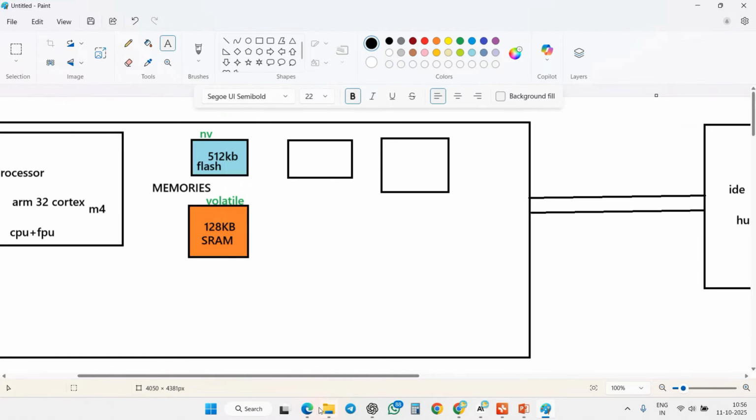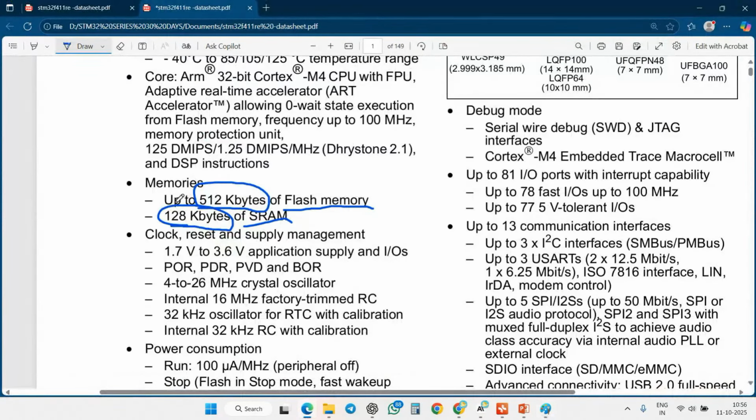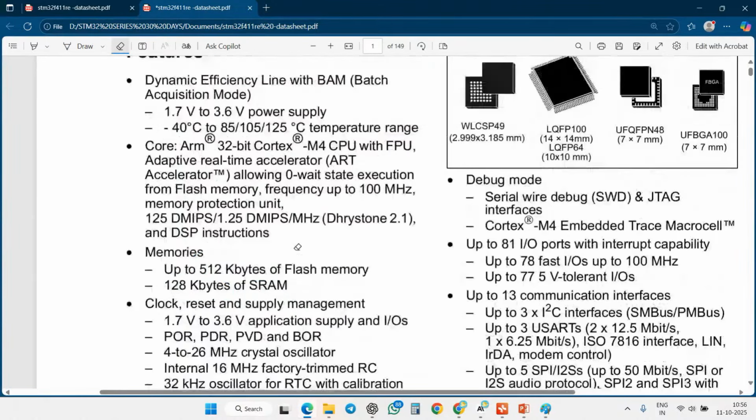Okay, here, if you see the difference, what memory does it have? 512 kilobytes of flash. This one is 128 kilobytes of RAM. So definitely look at the 8051, Arduino, and ESP32. For every microcontroller, go and check the difference: what non-volatile memory is present, and what volatile memory is present. You check out the values. Okay, that comes under memory.